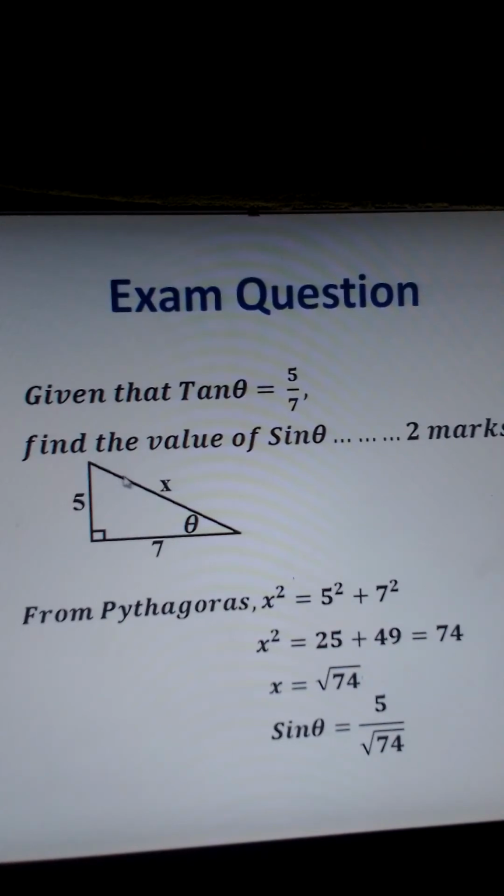Let the hypotenuse be x. From Pythagoras theorem, we know that x squared is equal to 5 squared plus 7 squared, which is equal to 25 plus 49, which is 74. To find x, we find the square root of 74. Alright? So the sine of theta is equal to the opposite side divided by the hypotenuse, which is here, 5 out of the root of 74.